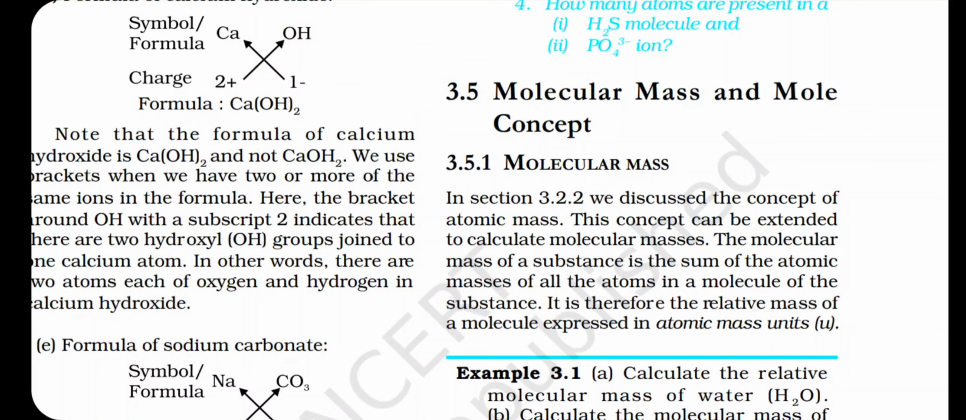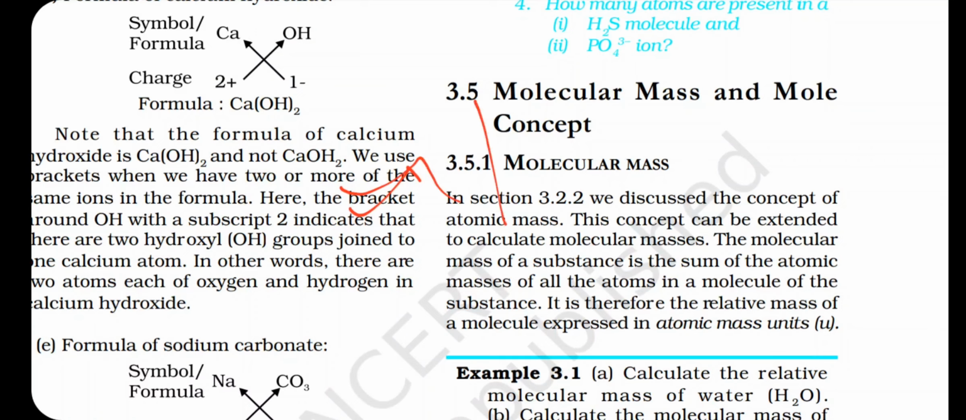So let's learn molecular mass. The concept is extended from the calculation of molecular mass. The molecular mass of a substance is the sum of the atomic mass of all the atoms in a molecule of the substance. It is therefore the relative mass of the molecule expressed in atomic mass unit, that is u or unified mass. We already learned about the atomic mass.